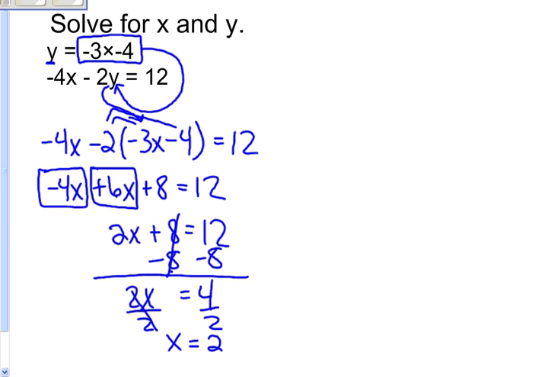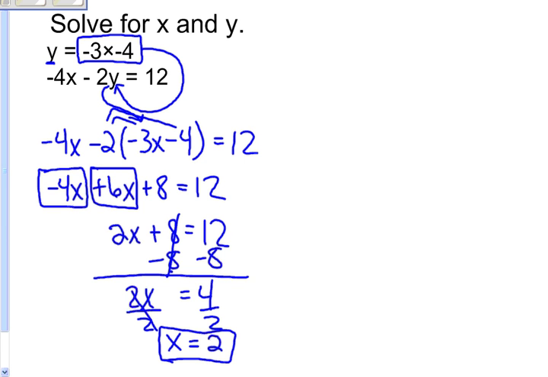Well, this is the x coordinate to where they intersect. Now I need to find the y coordinate. Well, if x is equal to 2, and I found that x is equal to 2, then I can substitute that 2 in for an x.